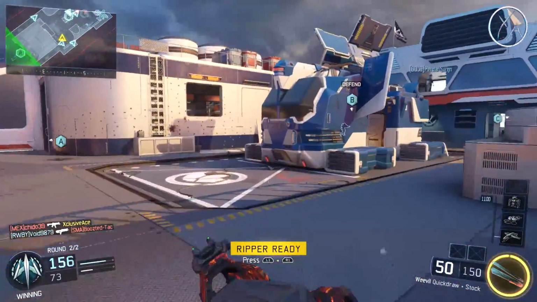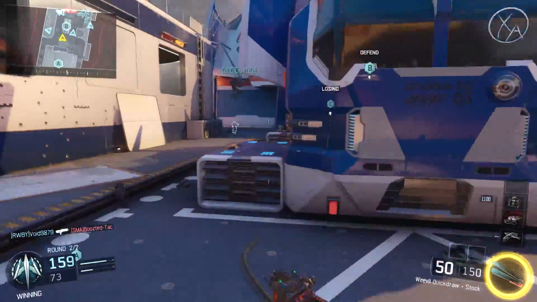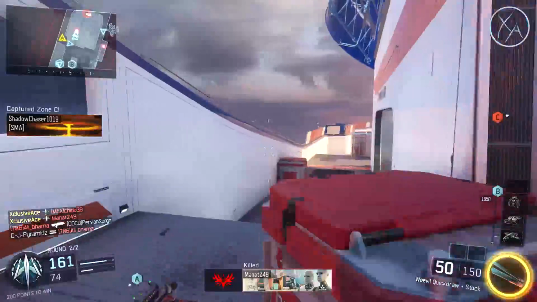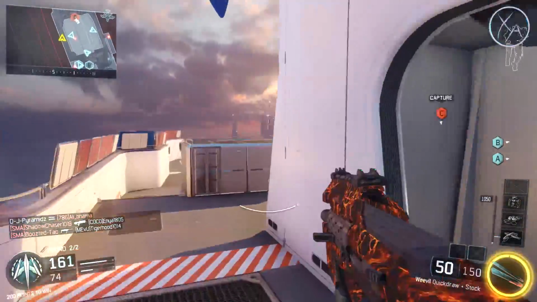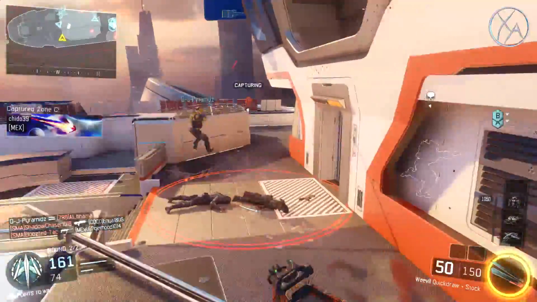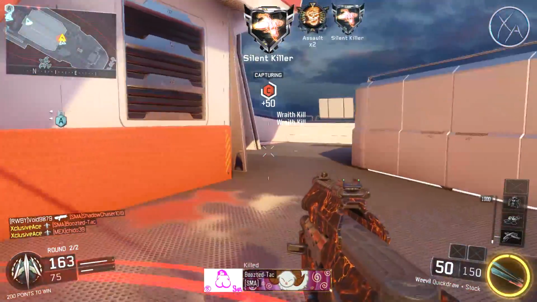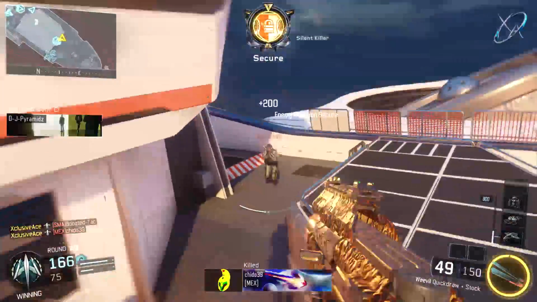So never trust theater mode or kill cams. Only trust what you see on your screen in real time and what your enemy sees on his screen in real time, which I know you can't see, but you just have to realize that what the kill cam shows is not necessarily exactly what he saw on his screen in real time.